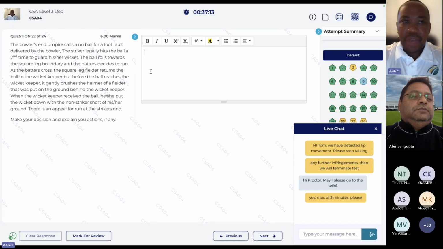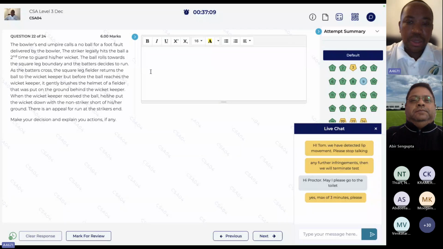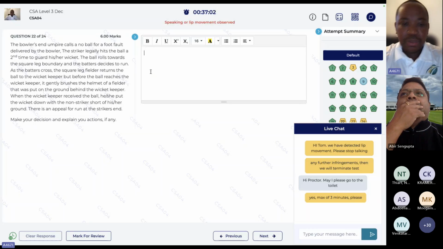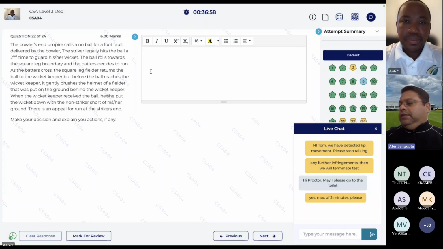Abir, if you have your laptop closed, your other laptop closed, it's okay. But to make things easier for all of us, if you could take it out of the room completely, that would be ideal. Okay, thank you.